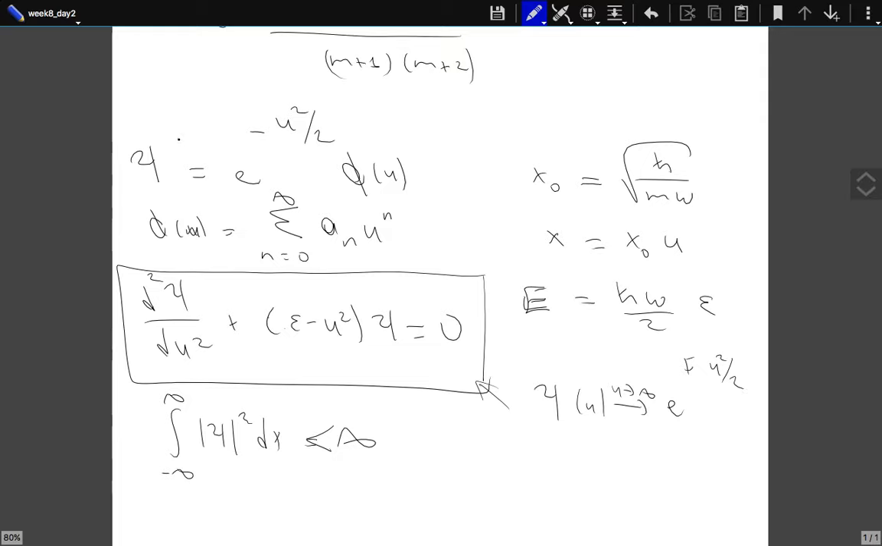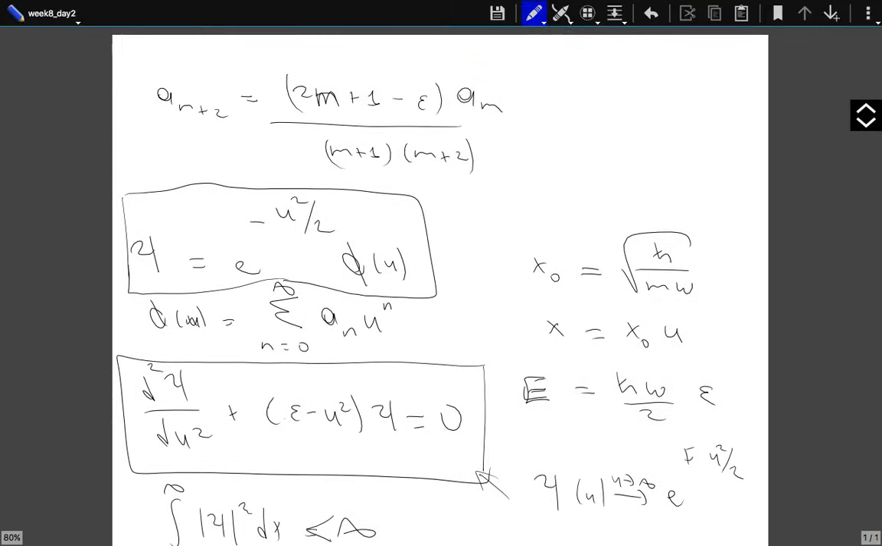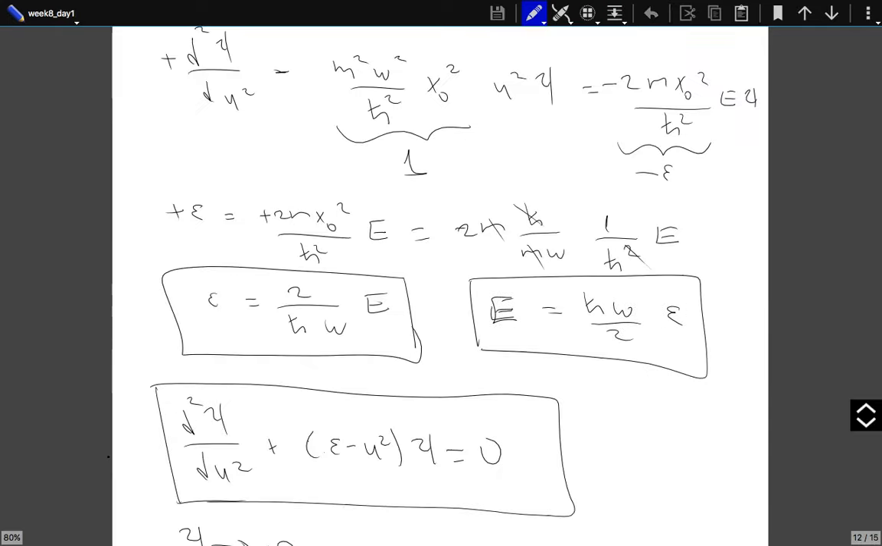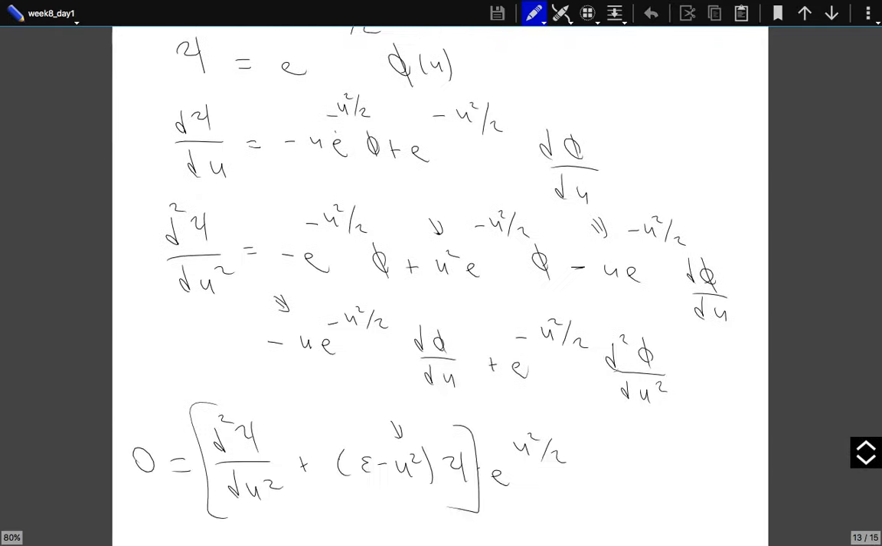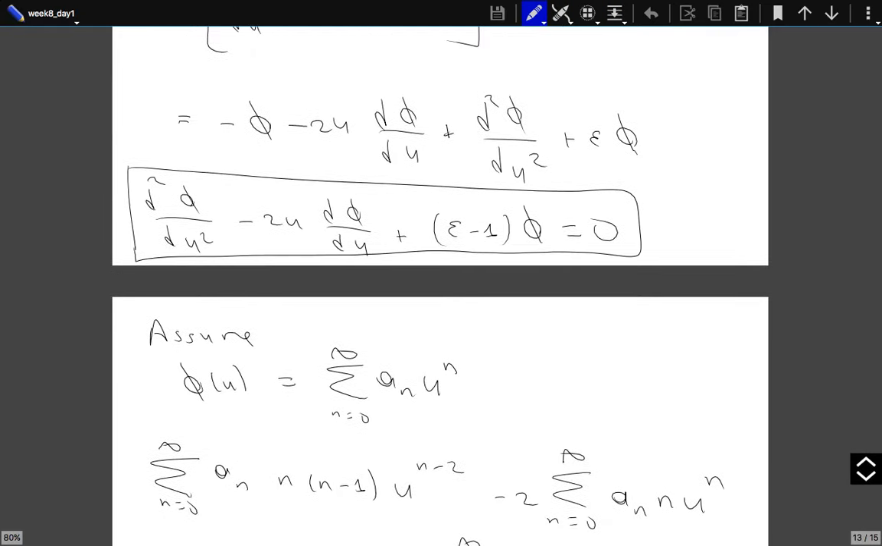Since we know the asymptotic form, let's redefine our function psi in this form. As long as phi of u doesn't diverge very fast, asymptotically this psi will go to 0 as e to the power minus u squared over 2. And this is what we actually want. Then we looked for the differential equation satisfied by phi. Let me also take that one. Okay, this is the equation satisfied by our new function phi.